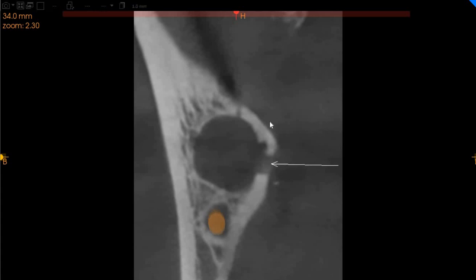Here we can see two very significant things. We can see a perforation in the lingual cortical plate. We can see that the lingual cortical plate here is fractured, and this is where the fracture line is. So this is something that is to be noted.